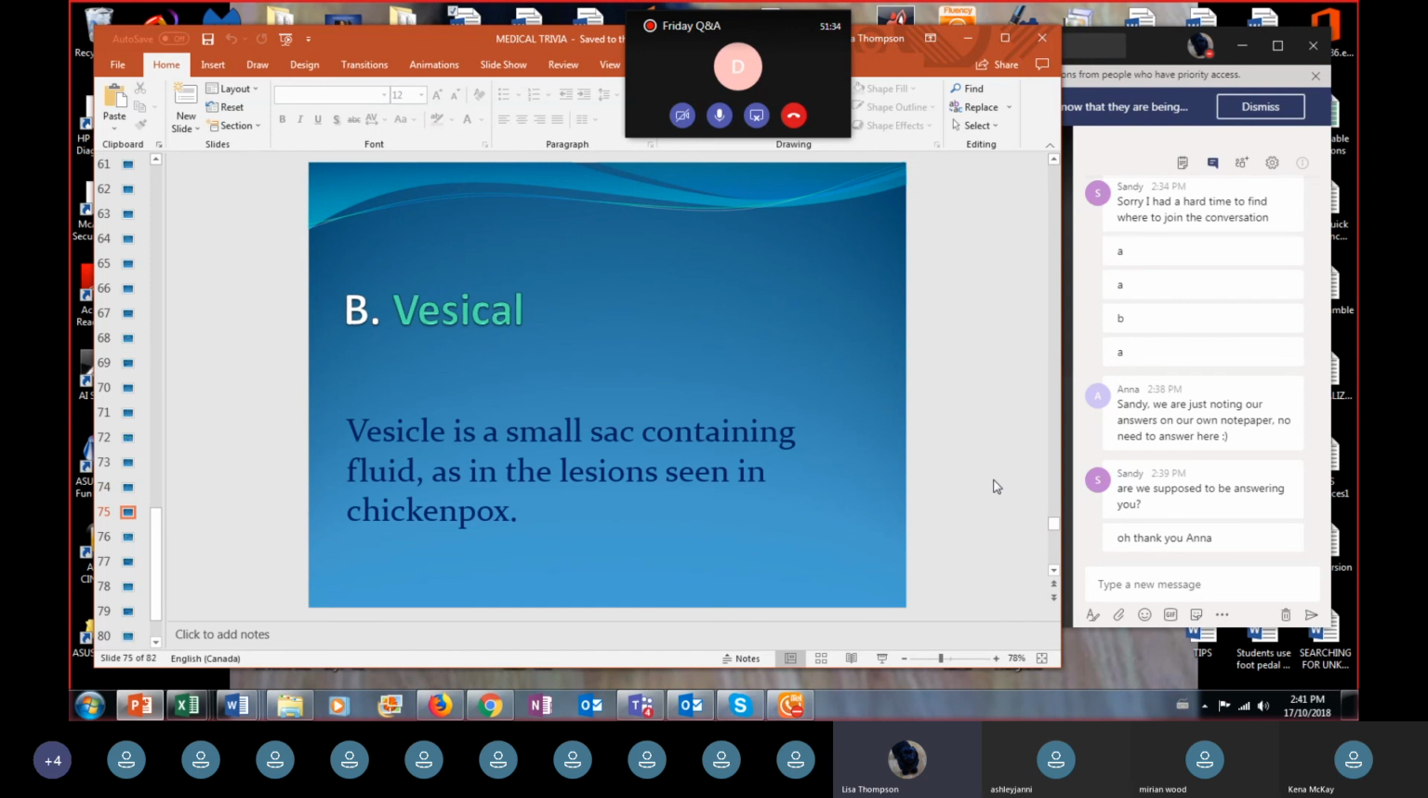The answer is B, vesicle. Vesicle is a small sac containing fluid, as in the lesion seen in chickenpox, for example.